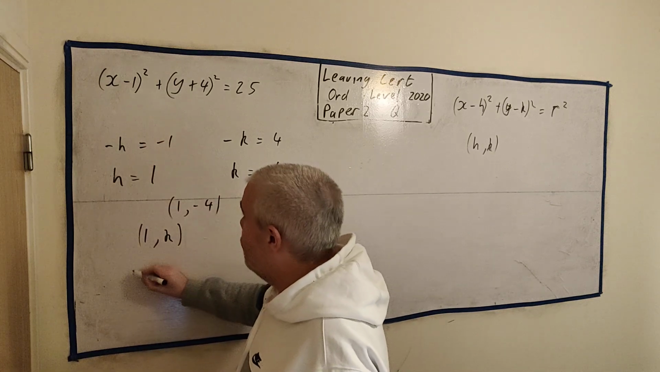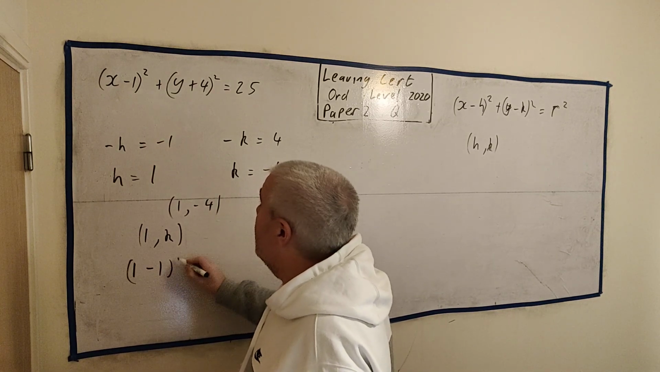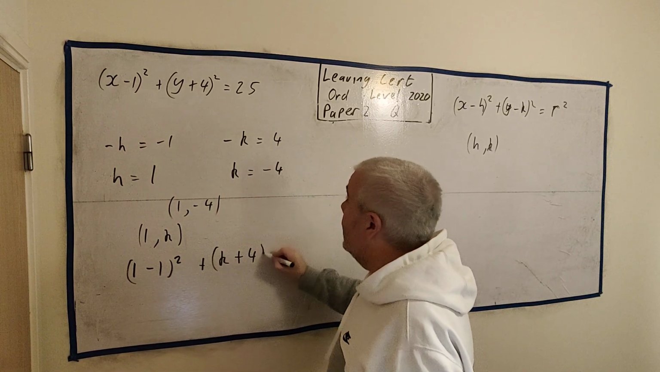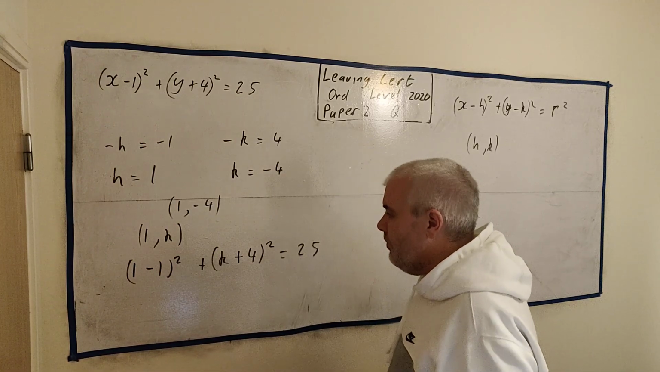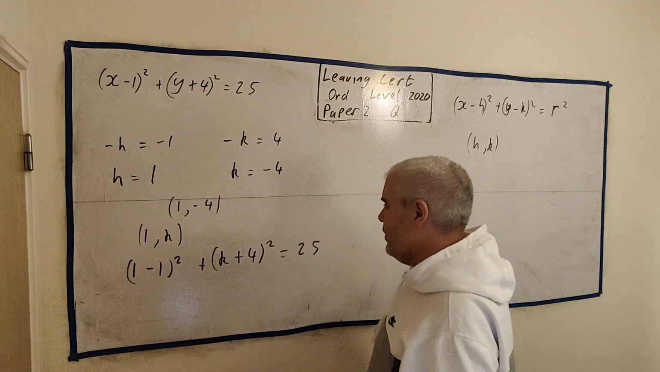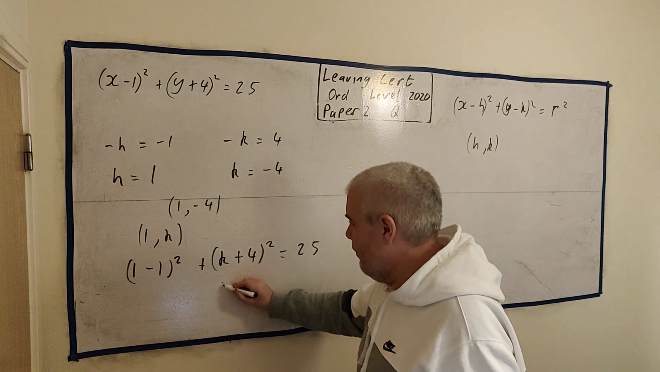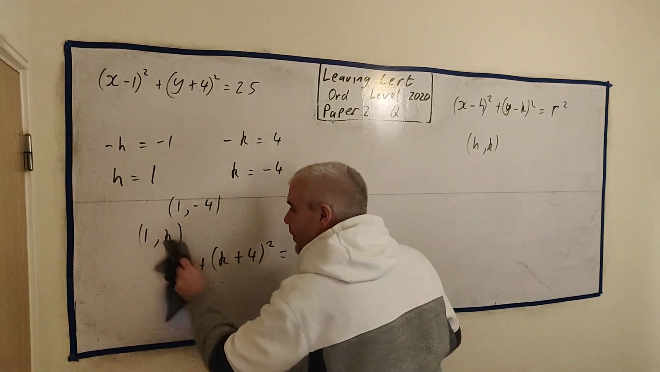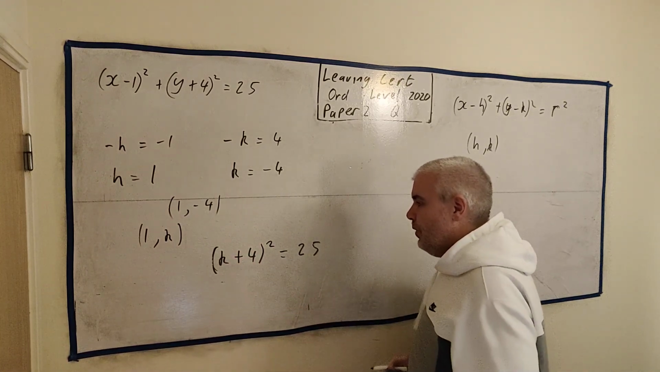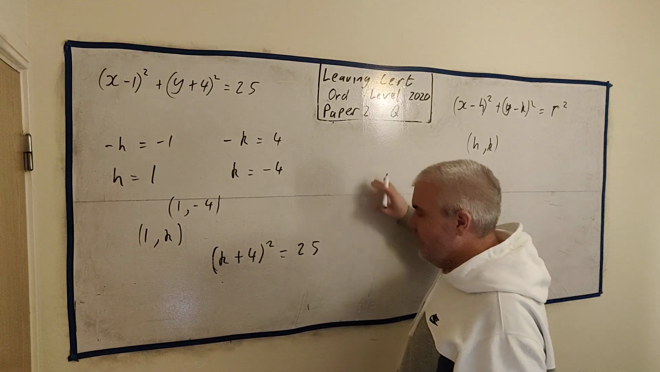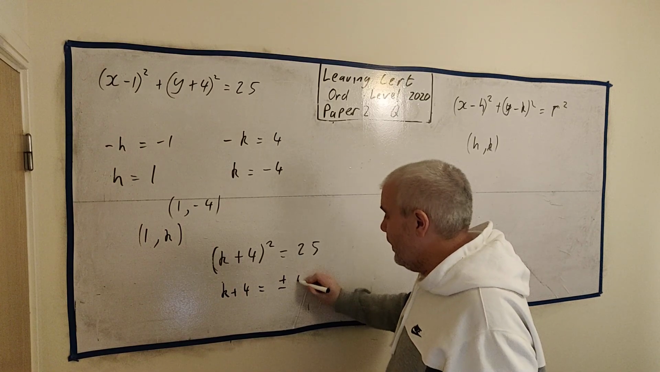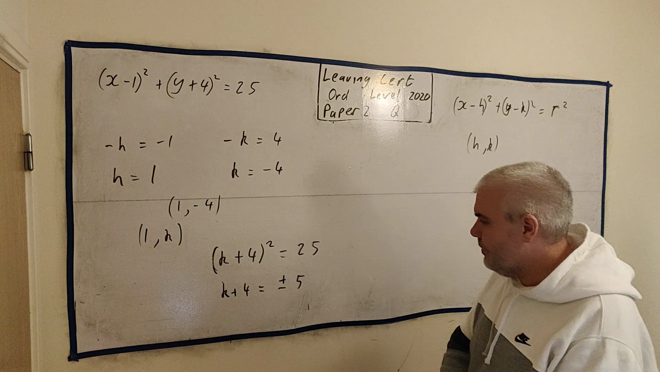x is 1, so we get (1 minus 1) squared plus, y is now k, (k plus 4) squared is equal to 25. And 1 minus 1 is 0, 0 squared is 0, so that's gone. So we're just left with this. Now it's a mistake to square this out. The way it is now is perfect. If we get the square root of both sides, like I did up there, we'll be left with k plus 4 is equal to plus or minus 5. This time it can be a minus.